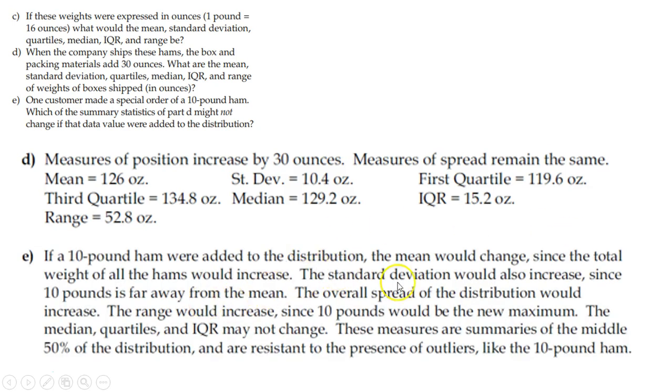So what this is saying is the standard deviation would increase since 10 pounds is far above the mean. The overall spread of the distribution would also increase. The range would increase as well. The median and quartiles may not change though, because it's only one item that's pulling it all down. Okay?